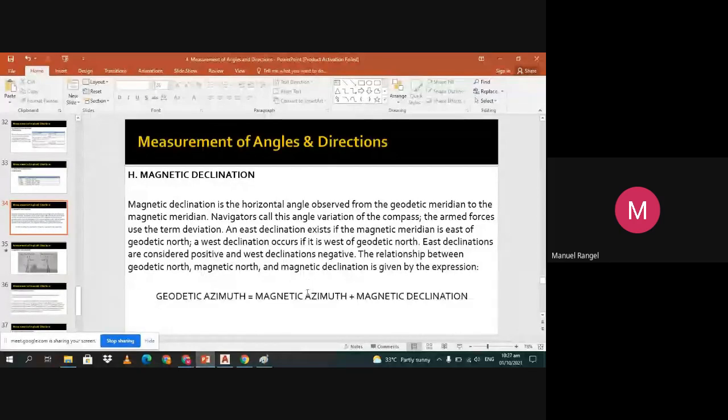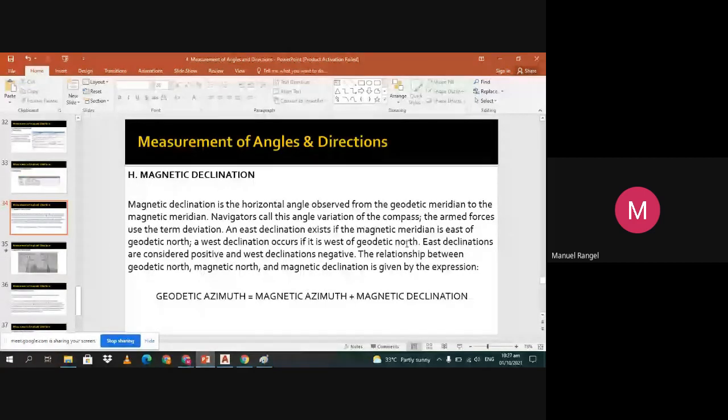Okay, magnetic declination. So magnetic declination is the horizontal angle observed from geodetic meridian to the magnetic meridian. So navigators call this angle variation of the compass. So it is the variation of the compass from true north. So the armed forces use the term deviation, so declination or deviation. So an east declination exists if the magnetic meridian is east of geodetic north. So a west declination occurs if it is west of the geodetic north.